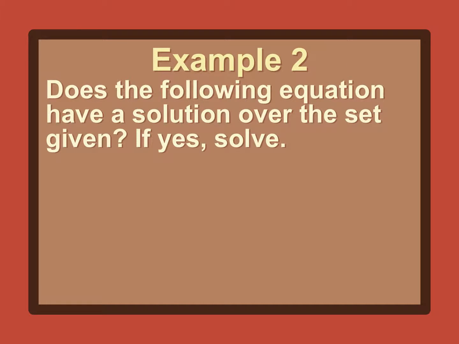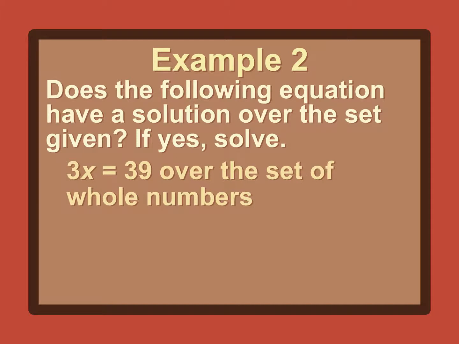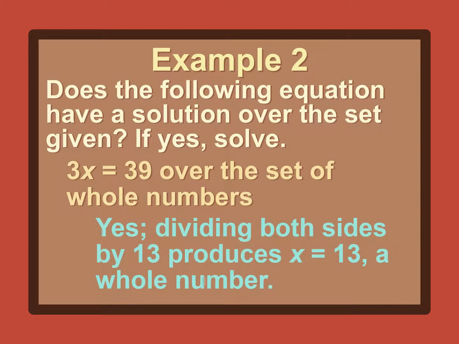So we can have questions like this. Does the following equation have a solution over the set given? And if yes, we want to solve. So 3x equals 39 over the set of whole numbers. So what we're asking is, if we were to solve for x, would we have a solution that is a whole number? So if we divide 39 by 3, would we get a whole number? Well, 39 divided by 3 gives us x equals 13, which is a whole number. So yes, we have a solution over the set of whole numbers.